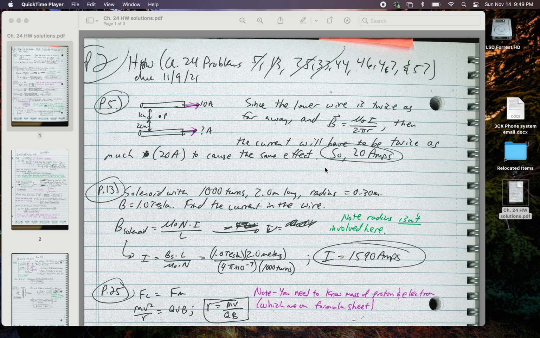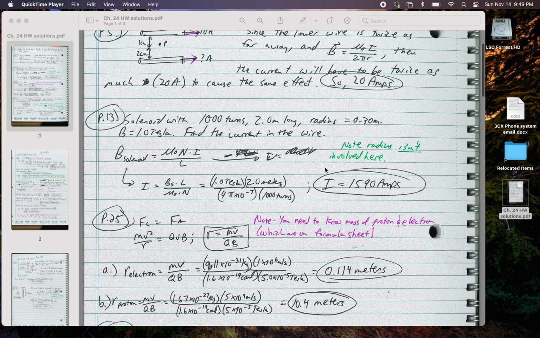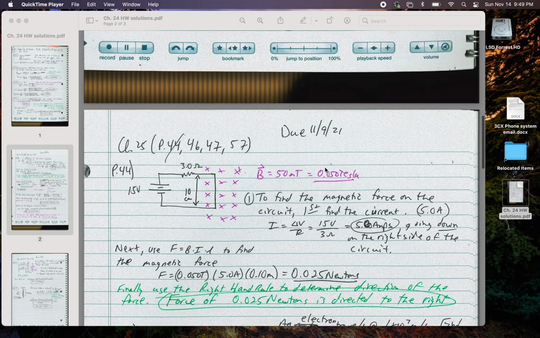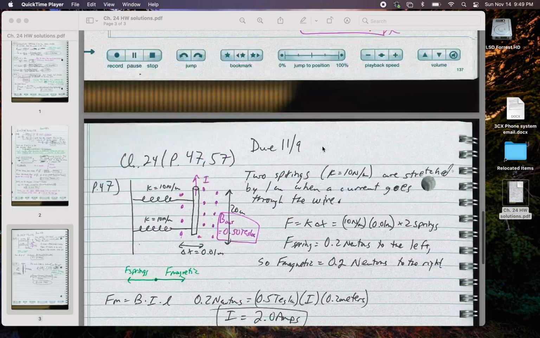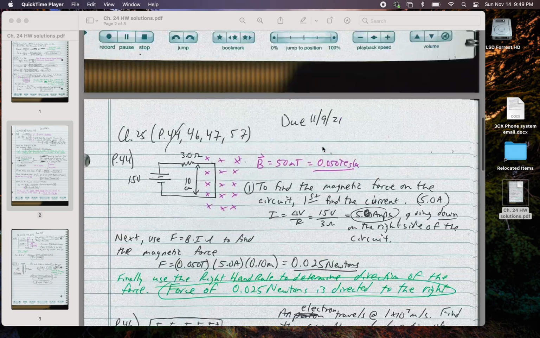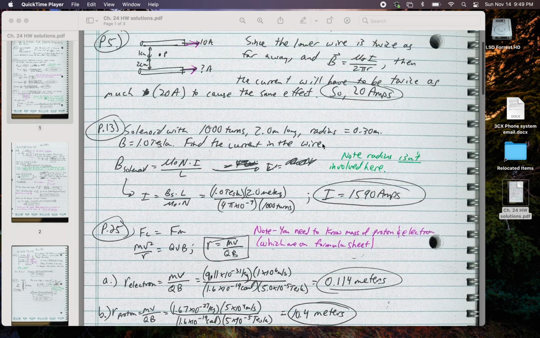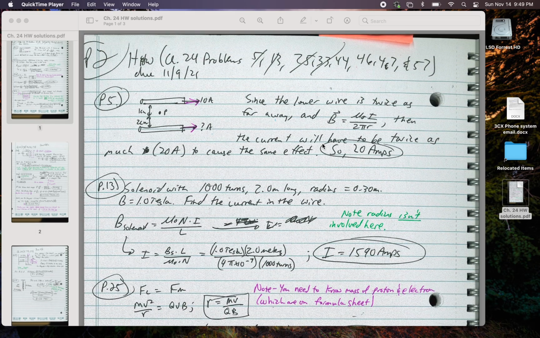Hello. Okay, these are the chapter 24 homework solutions. We went over some of these in class, and like I said, I was kind of disappointed that you have not been working more together on some of these challenging problems. Nonetheless, you need to have these corrected for when we have a test over this stuff.